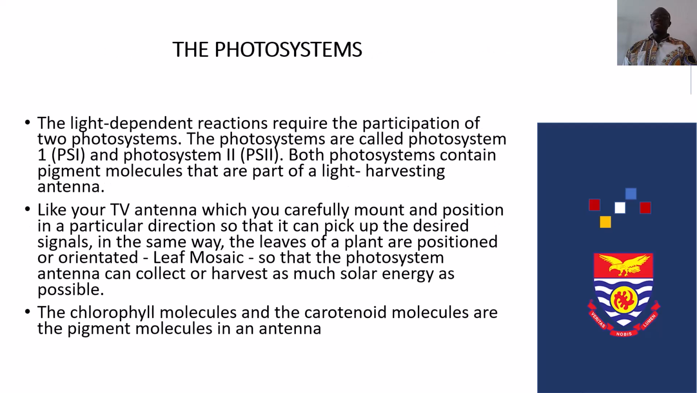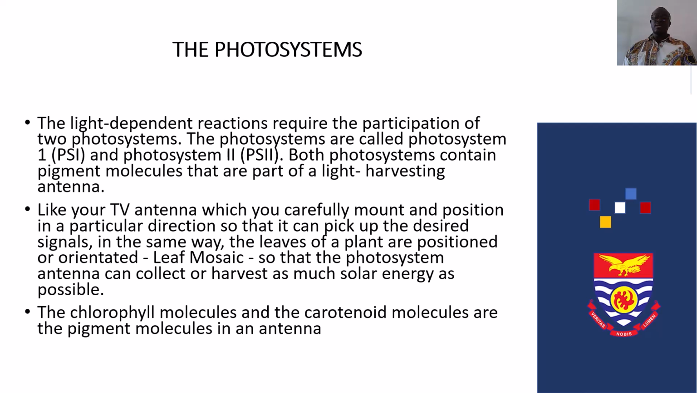The light dependent reactions require the participation of two photosystems. The photosystems are called photosystem 1 and photosystem 2. Both photosystems contain pigment molecules that are part of a light harvesting antenna, like your TV antenna, which you carefully mount and position in a particular direction so that it can pick up the desired signals. In the same way, the leaves of a plant are positioned or orientated, leaf mosaic, so that the photosystem antenna can collect or harvest as much solar energy as possible.